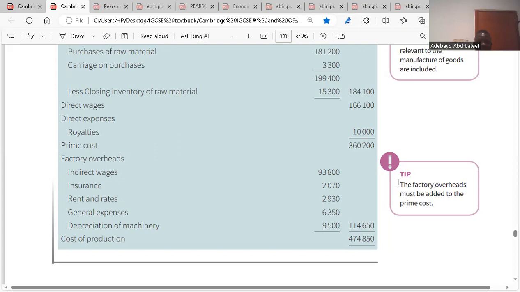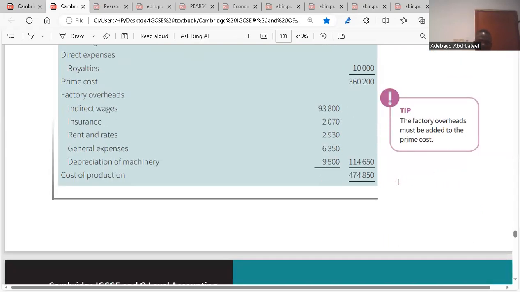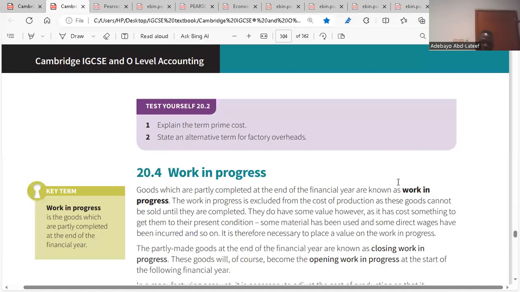Factory overheads is like insurance fee. Oh, yes, it's plus. Sorry, we are supposed to add it together. Factory overheads plus prime cost give us our cost of production. So we have our factory overheads, which are indirect wages, insurance, rent and rates, general expenses, depreciation, all together with our prime cost will give us our cost of production. So I think that is clear.